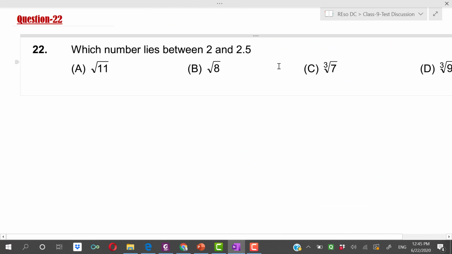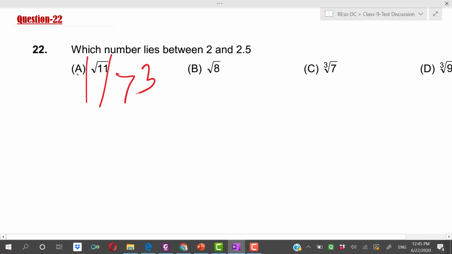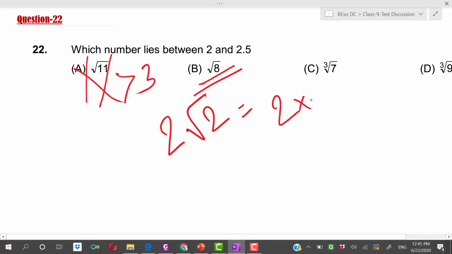Which number lies between 2 and 2.5? Simple question, very easy question. This number will be somewhat greater than 3, so this number won't lie between 2 and 2.5. This number will be square root of 8, which will be equal to 2 root 2, which is equal to 2 into 1.4, that is somewhat 2.8. So this number will also not lie between 2 and 2.5.